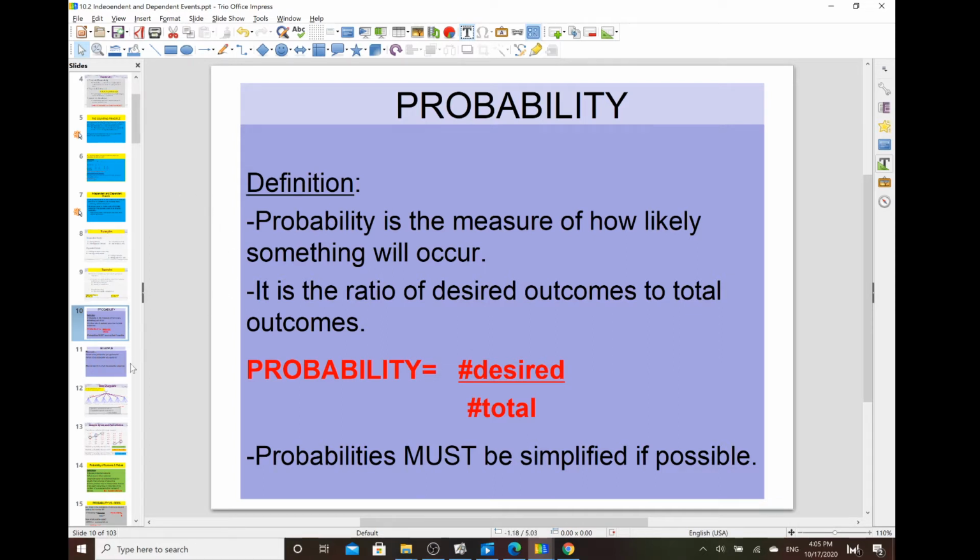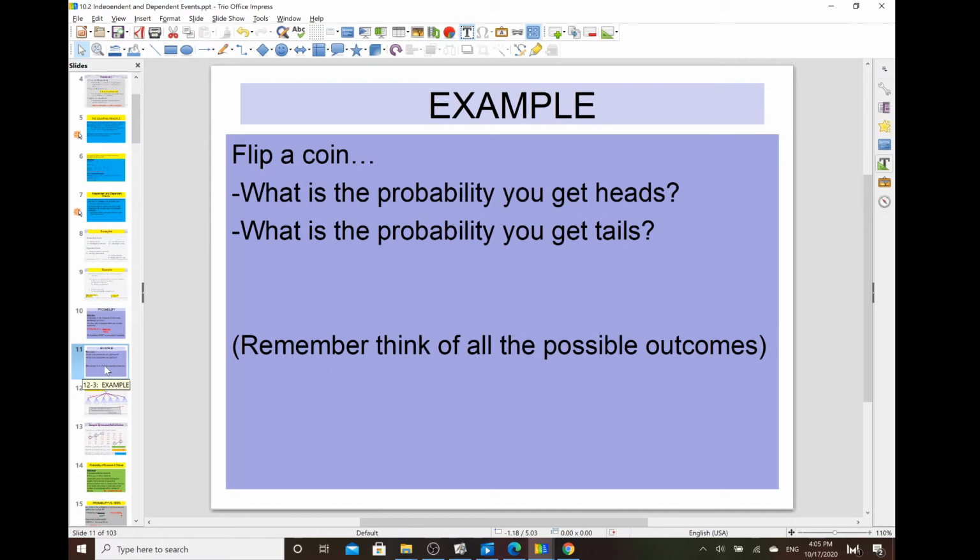Okay, so now let's look at an example. Let's say that you want to flip a coin. What's the probability you get heads? And what's the probability you get tails? A lot of people might say 50%, half, right? So remember, think of all the possible outcomes, okay?